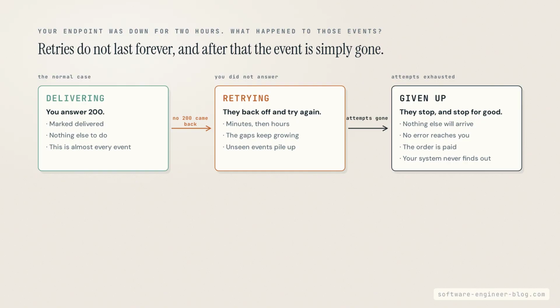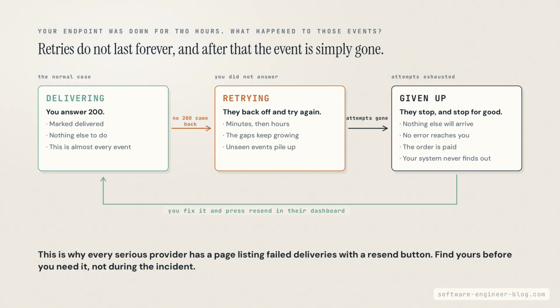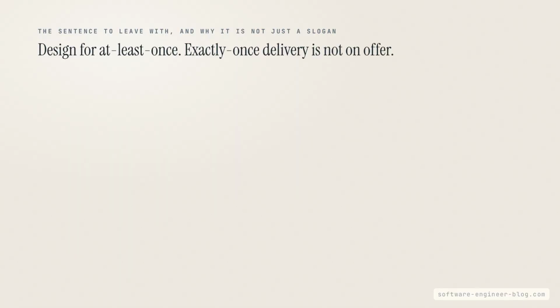This is why every serious provider has a page listing failed deliveries with a resend button. Find out where yours is before you need it, not during the incident. So here is the sentence to leave with. Design for at least once. Exactly once delivery is not on offer, and it is worth understanding why.